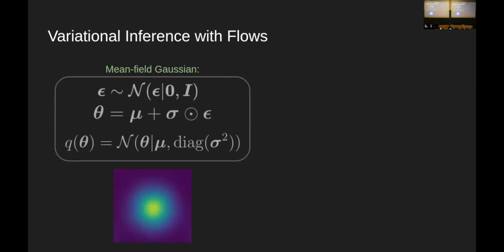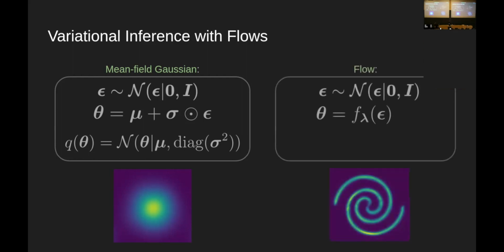So you probably have learned a reparameterization trick. When you want to implement the mean field Gaussian, you do it by sampling from a Gaussian and then transforming by shifting and scaling this epsilon to get this Gaussian distribution down here. And you might say this looks a lot like a flow. And yes, it is essentially just a very simple flow with just an affine layer.